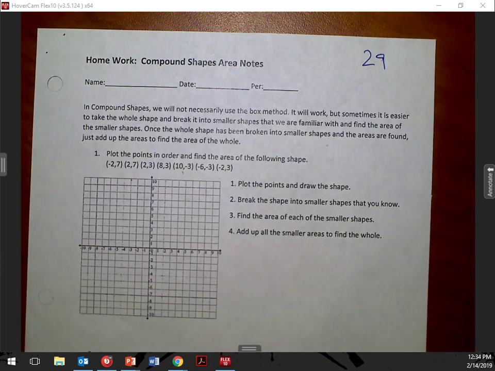All right, today, geometry. This one is 29. It is right there. It's on the corner. Okay, compound shapes area. So that means we're going to have not just a regular shape, but we're going to have a compound shape. What does compound mean?